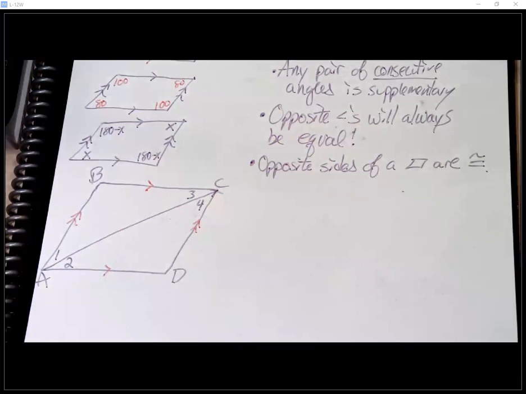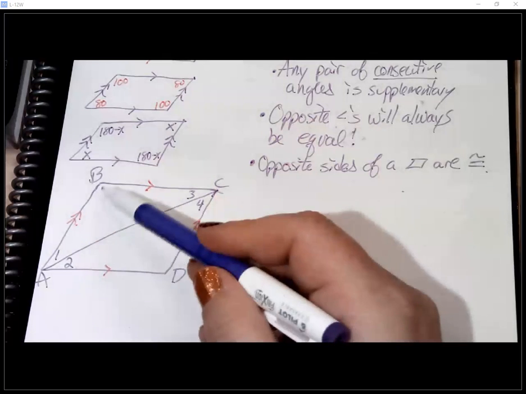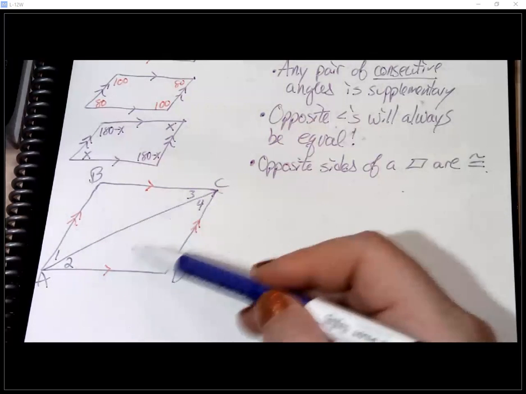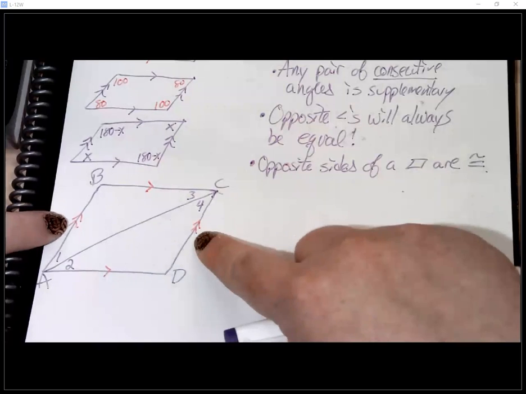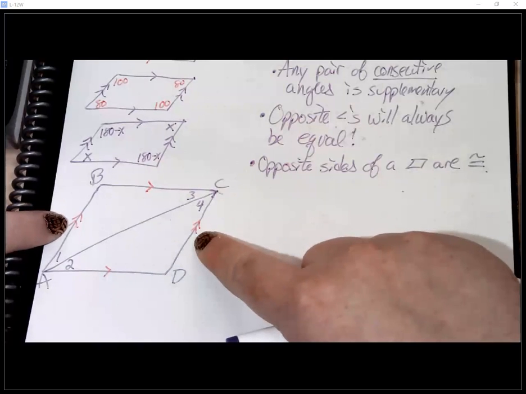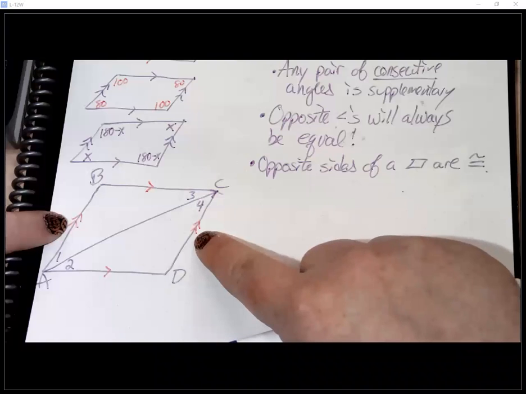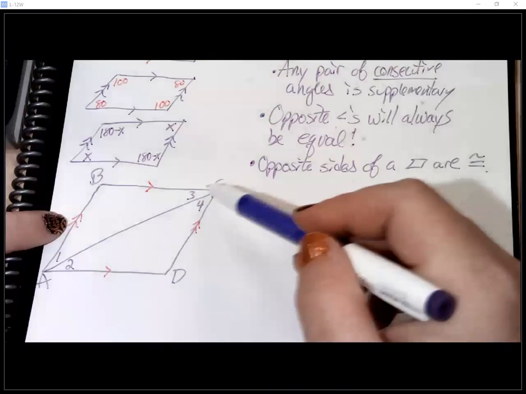If I could get this top triangle congruent to this bottom triangle, couldn't I say these sides are congruent by CPCTC? Right? Couldn't I say that? Okay, cool. So that's kind of my goal. I want to get ABC congruent to CDA.